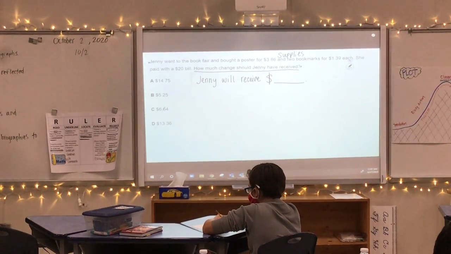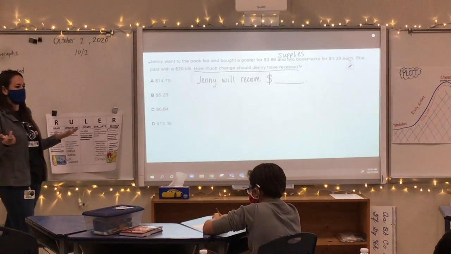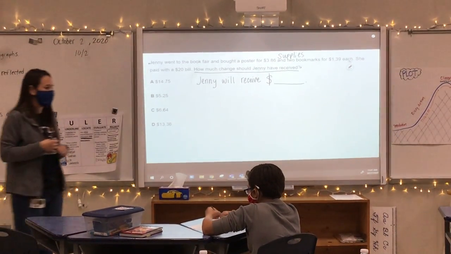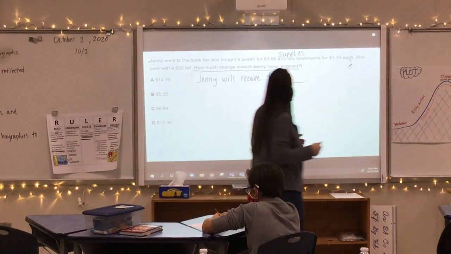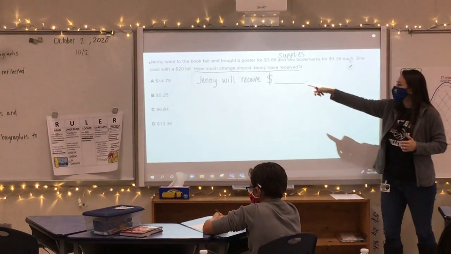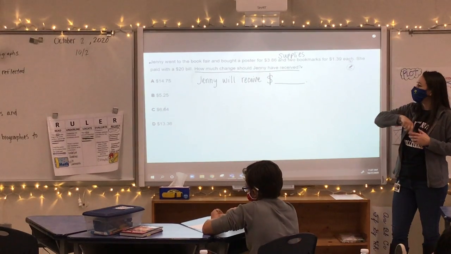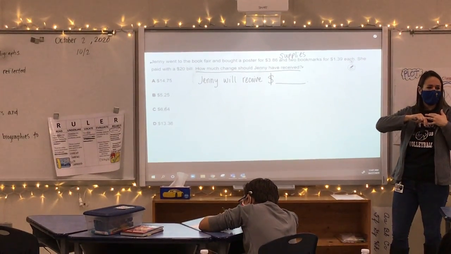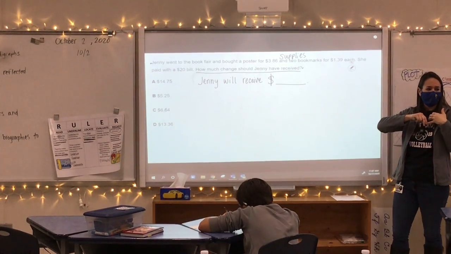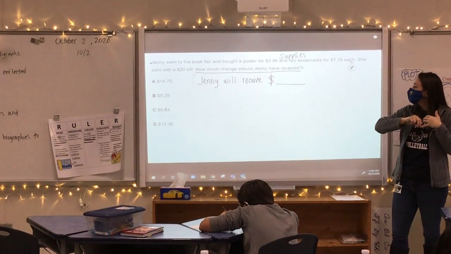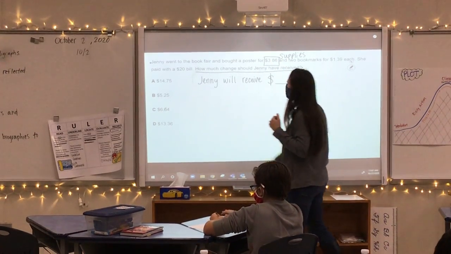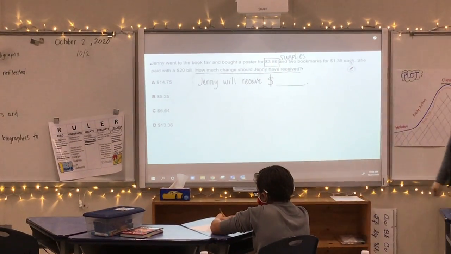So we were just pulling out information of what this is asking us. So right now we're going to put a box around important information that we're going to need for this problem. So let's start back at the beginning of our question. Jenny went to the book fair and bought a poster for $3.86. Anything so far? Serenity, anything so far? $3.86. Okay, she bought a poster for $3.86. Let's go ahead and put a box around that.